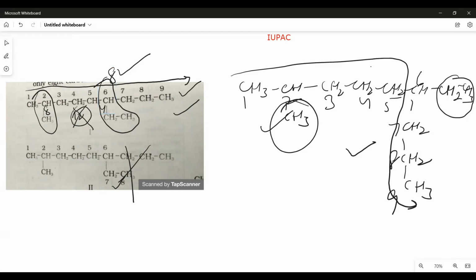So we have to take the 2 and 6, but the substituents will be written in alphabetical order. Ethyl comes first, so we will write ethyl first. So the nomenclature will become 6-ethyl-2-methyl nonane. I'm repeating, 6-ethyl-2-methyl nonane. So in that manner you can do the nomenclature for the alkanes, alkenes, alkynes and alcohols.